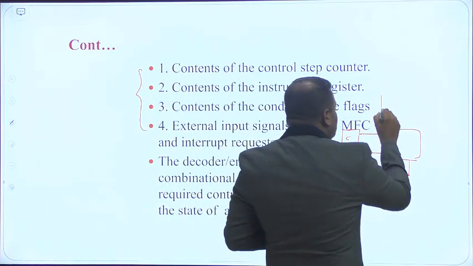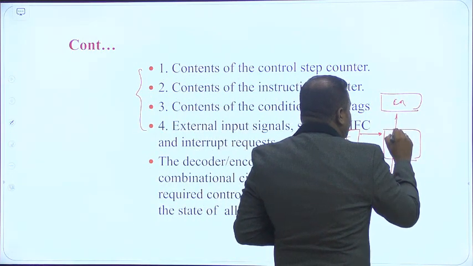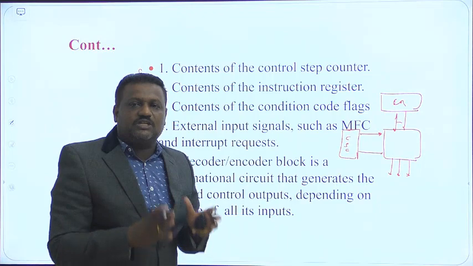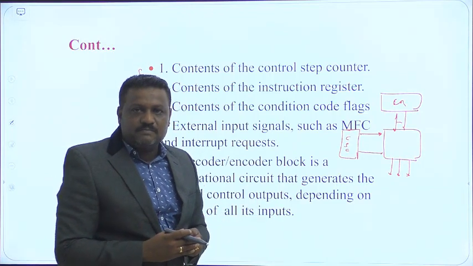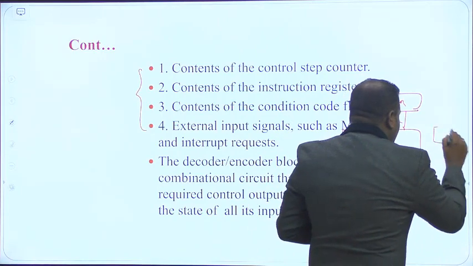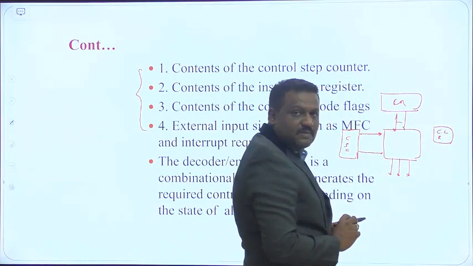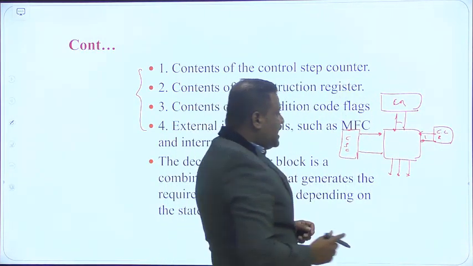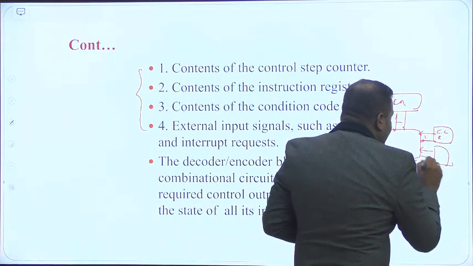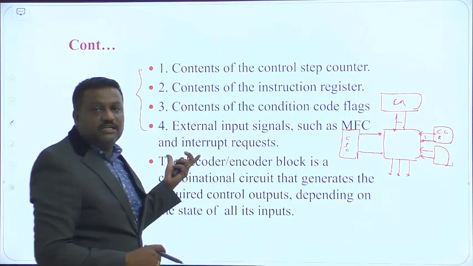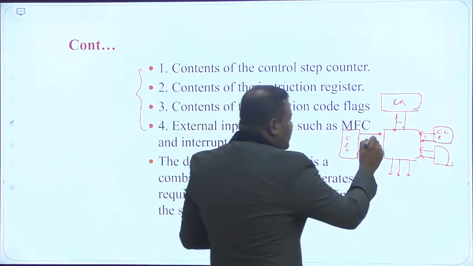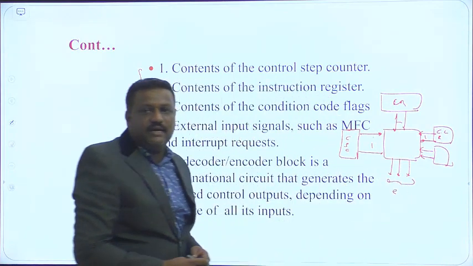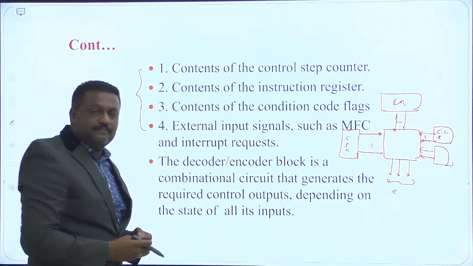The second one is the content of the instruction register IR. We know the functionality of this instruction register IR: it always holds the instruction which is being executed by the CPU right now. It also depends on the condition codes. This is the condition code register. The values available in it are also given as input to this. And the last thing is, it also receives control signals from the external world like MFC as well as the interrupt request signal. By considering all these inputs, the control unit generates control signals at its output. So that is the meaning of that.